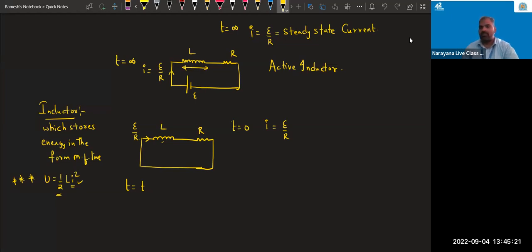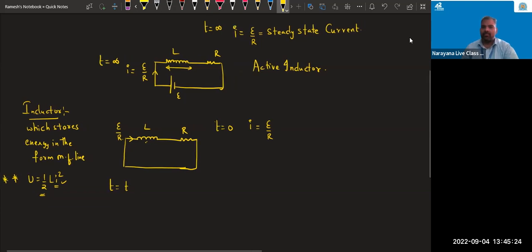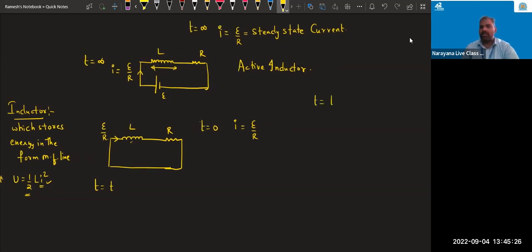Yes or no? So let us see after t seconds. After how many seconds? After t seconds, this inductor is acting like a battery.